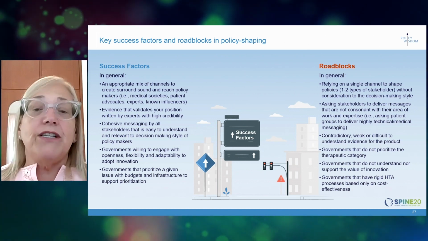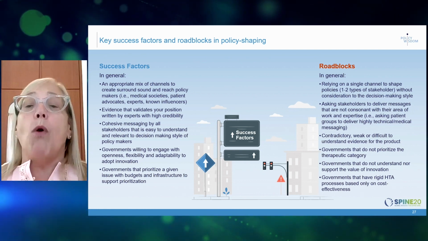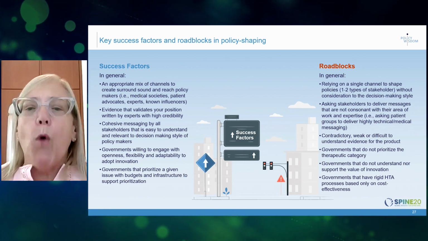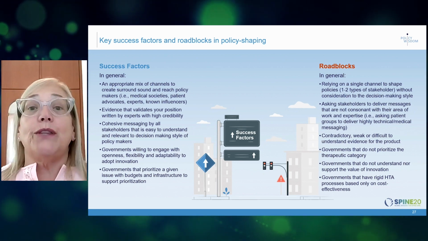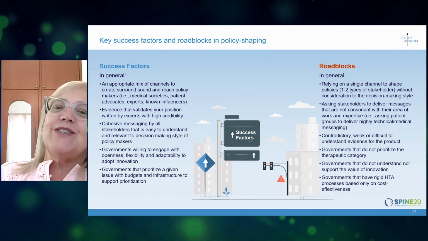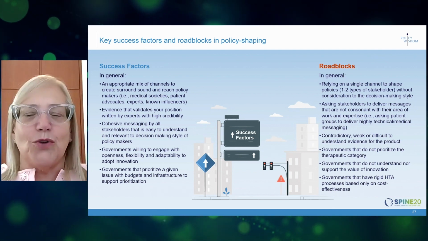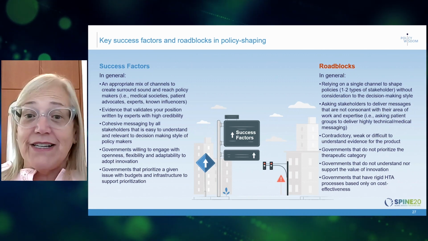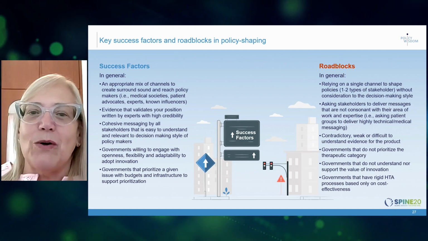So if there is rigidity on cost effectiveness, you need to create more surround sound, more demand for what you're trying to do than you will usually do, so that they are not fixated on cost effectiveness. So having said that, I am going to pass it to Stephanie to talk about effective communication when doing advocacy and policy shaping.